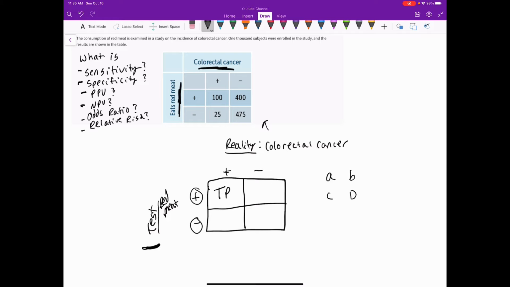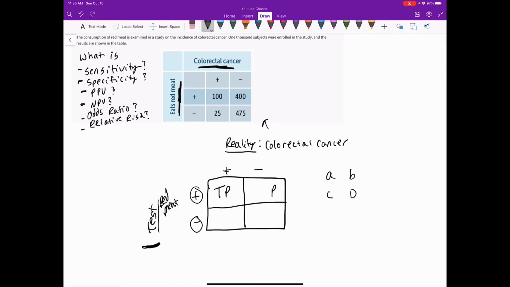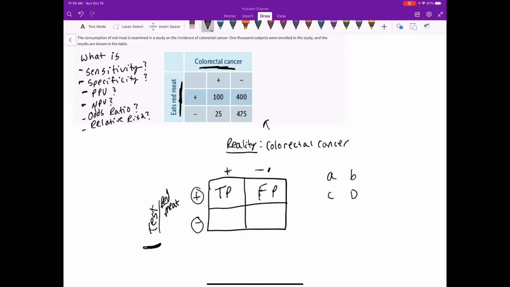Now, if the same person takes the test, comes back positive, but in reality it's negative, what does that mean? The test is saying it's positive, so you know it's going to be positive, but in reality, is the reality true or false? Well, the reality is false. It's not agreeing with what the test says. The reality doesn't agree with the test, so it's false. So this is going to be a false positive.